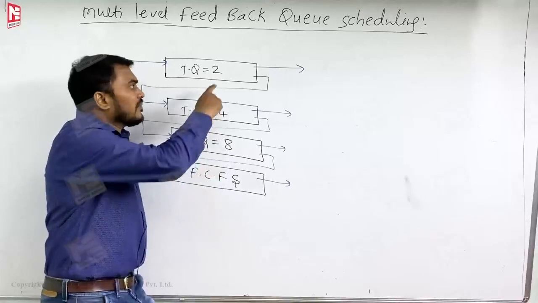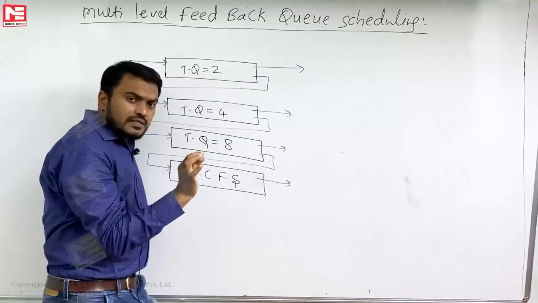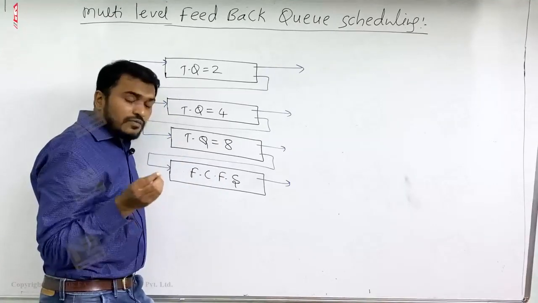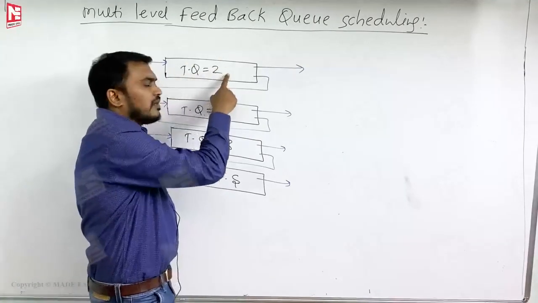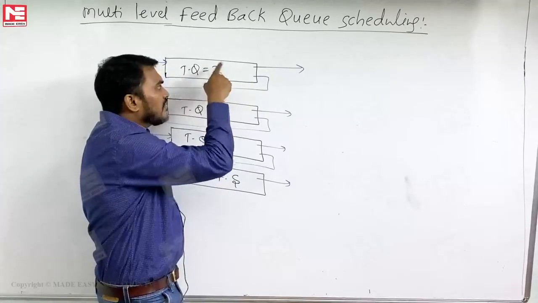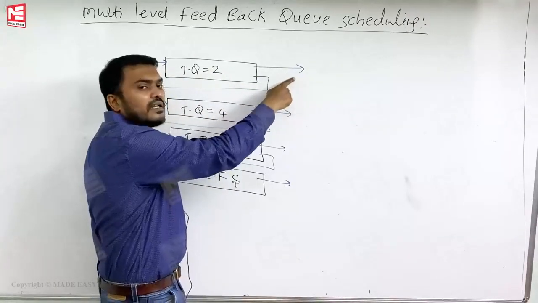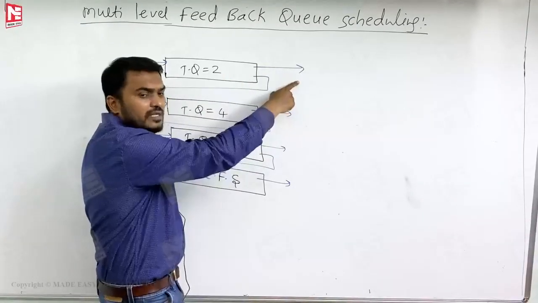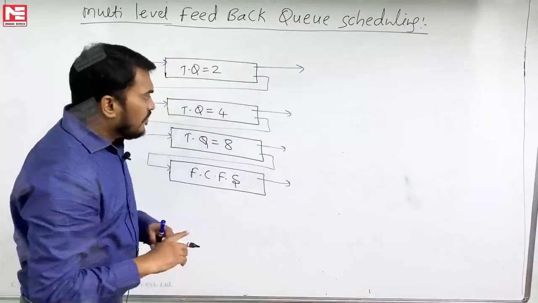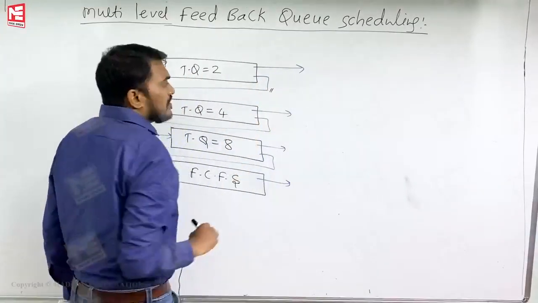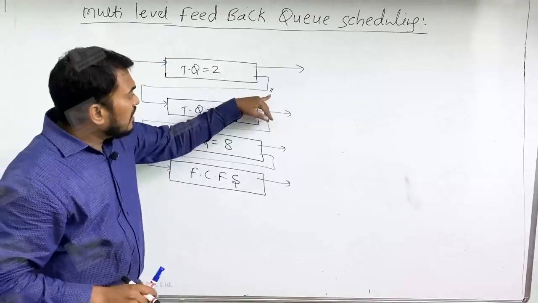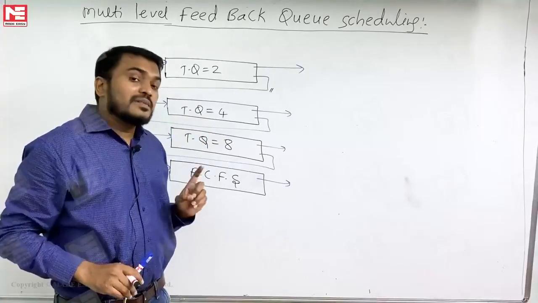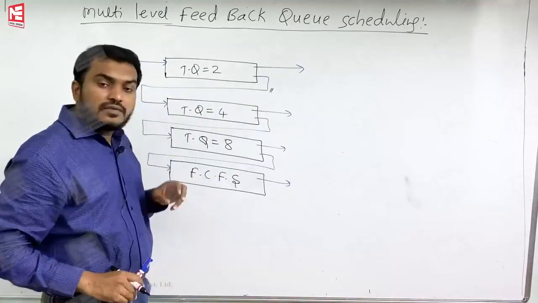The process will definitely get a chance to execute for some amount of time, meaning it executes for time quantum 2. If it completes within time quantum 2, it goes to the termination state. Otherwise, the process will be interrupted and placed in the next level ready queue with the remaining burst time.